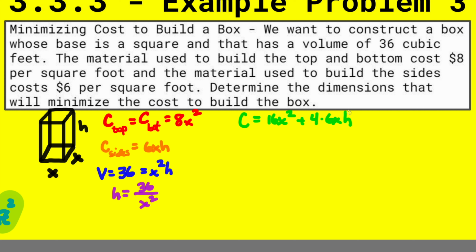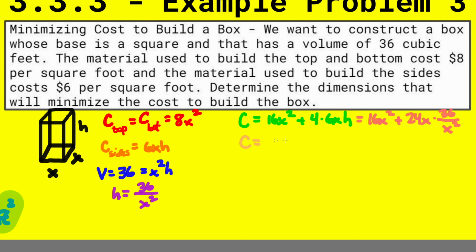The reason I solve for h is because there's just one of them right there. It's easier. There's an x squared and an x here, so then you'd have to babysit more things. So I just went with the h because it's easier. It doesn't matter which one you do. You'll still get the same answer, but I advise doing it the easiest way possible. So we have 16x squared plus 24x times 36 over x squared. Okay, I'm going to simplify all that down.